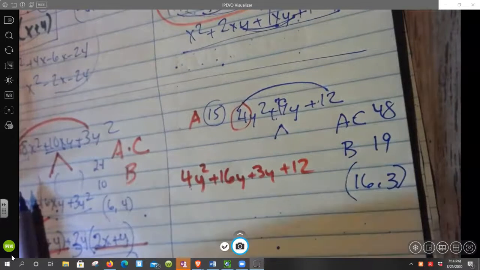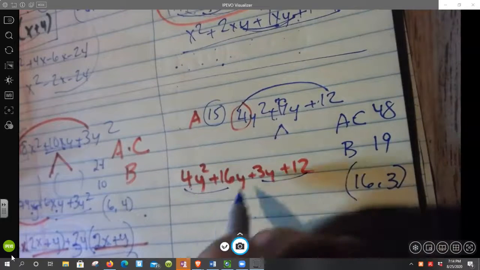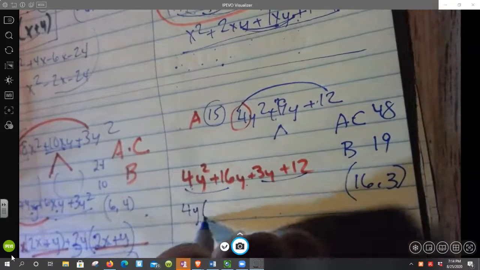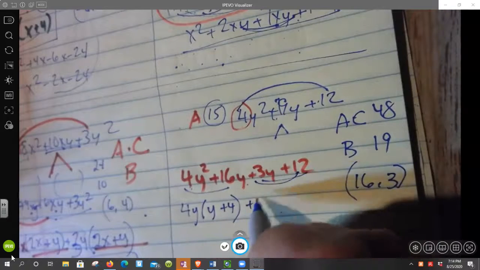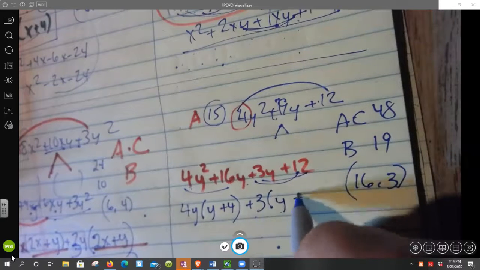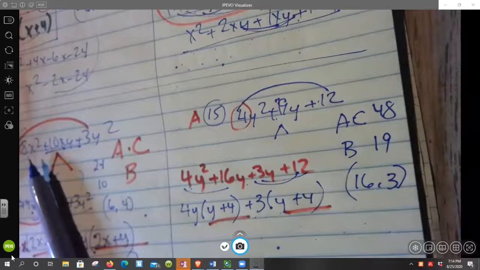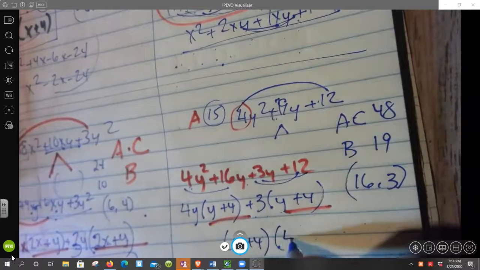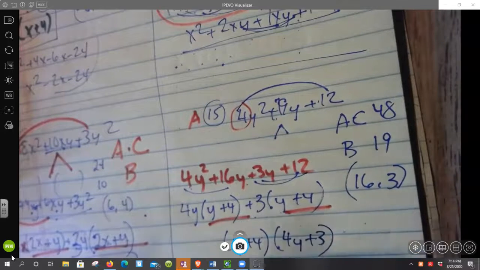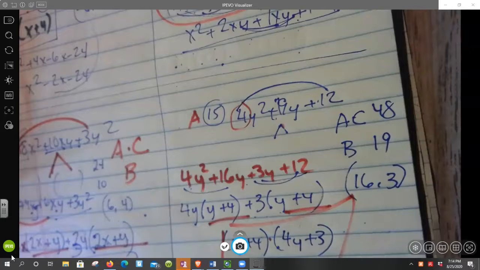The reason we did that is so we can do factor by grouping, which we learned in the last section. The greatest common factor here is 4y. What's left? y plus 4. Over here, the greatest common factor is 3. What's left? y plus 4. Do we have the same term on the inside? Yes, we do. So our answer is y plus 4 quantity times 4y plus 3. If we multiply it out, it will give us back the original, and that's how we know we got the right answer. So there you go.